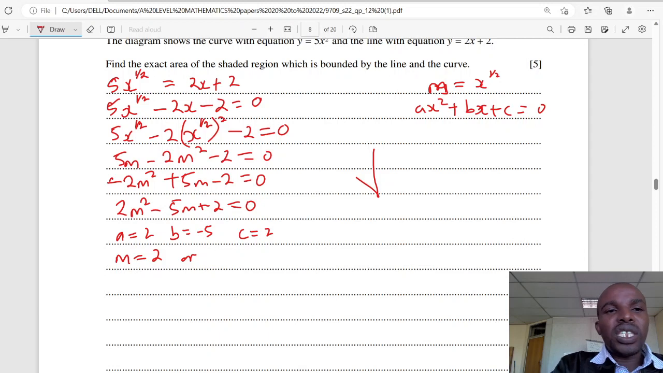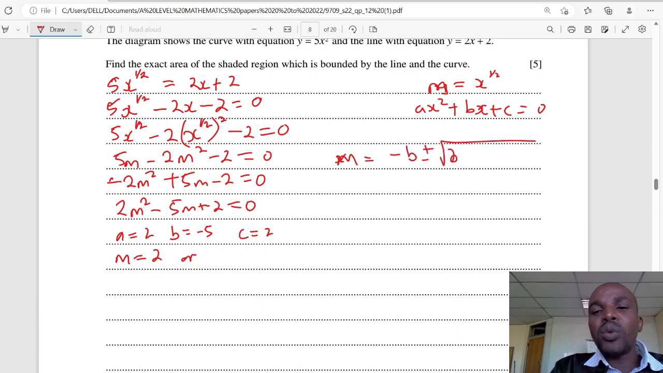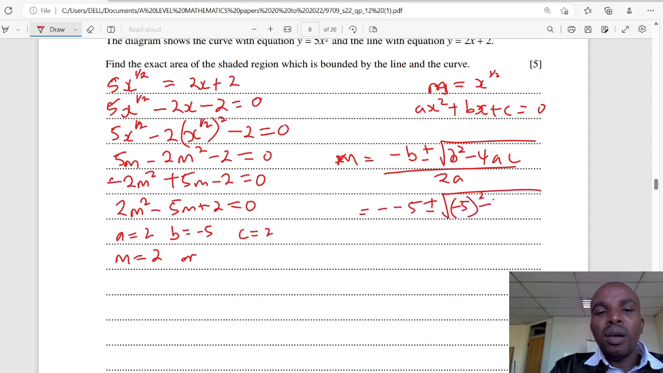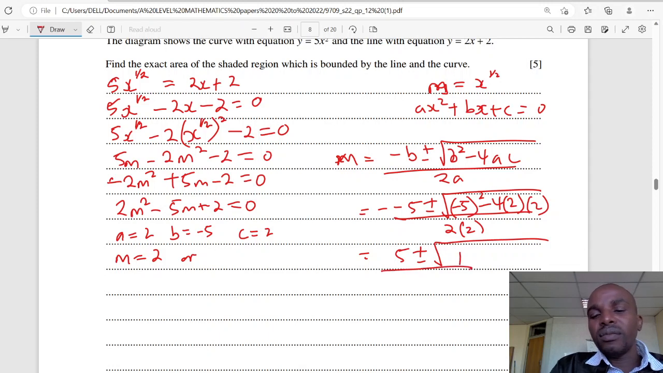So you say here, m is equal to minus b plus or minus square root of b squared minus 4ac, all over 2a. So it will be, b is minus 5, so it's 5 plus or minus square root of minus 5 squared minus 4, then a is 2, c is 2, all over 2 times a, which is 2 times 2. So simplify this part, you get 5 plus or minus square root of 25 minus 16. 4 times 2 is 8, 8 times 2 is 16. So it's 9.